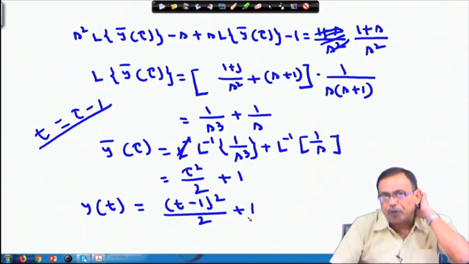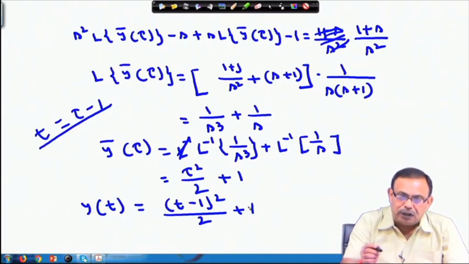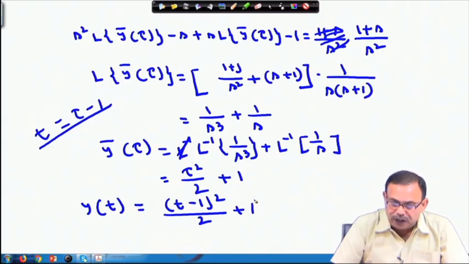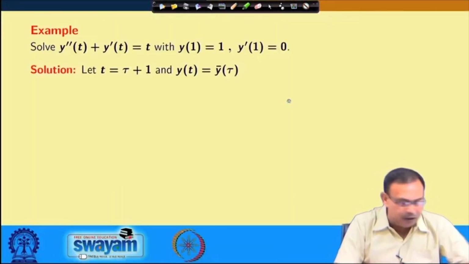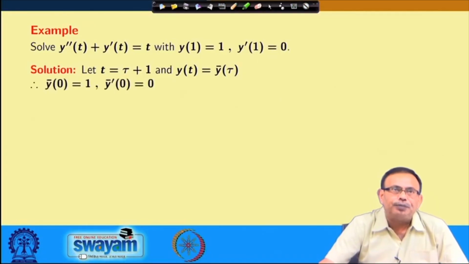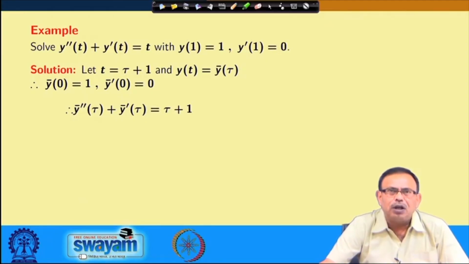So this is another kind of problem where we are trying to find the solution by changing the parameter t to some suitable other parameter. Let us see this quickly. By substituting t equals tau plus 1, I am changing the parameter, and I get the initial conditions in terms of y bar 0 equals 1, y bar dash 0 equals 0. So your original problem is transformed into another ODE, y bar double dash tau plus y bar dash tau equals tau plus 1.